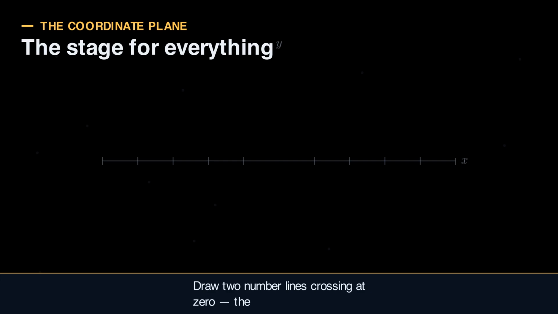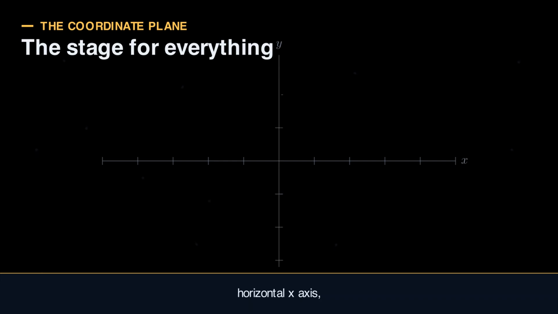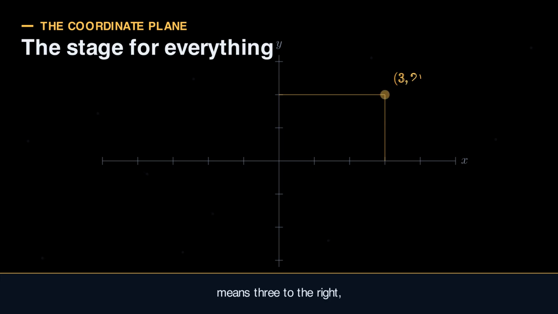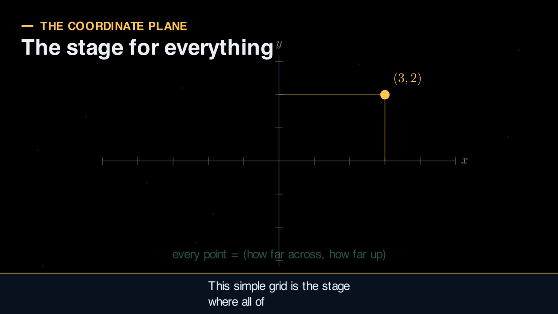To see a function, we use the coordinate plane. Draw two number lines crossing at 0, the horizontal x-axis and the vertical y-axis. Every point is a pair: how far across and how far up. The point 3, 2 means 3 to the right and 2 up. This simple grid is the stage where all of our math will play out.